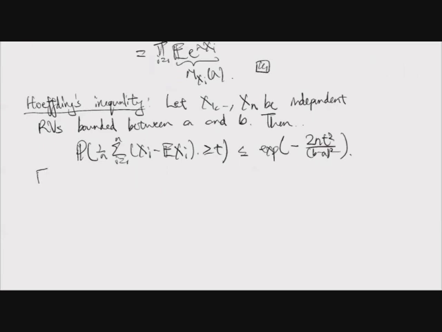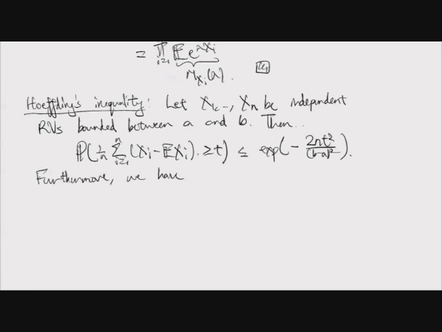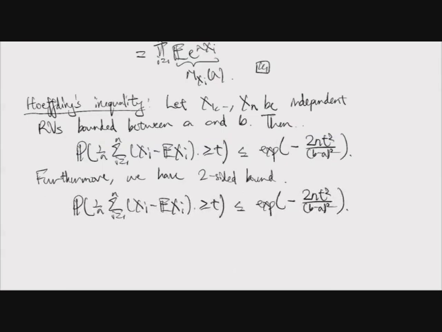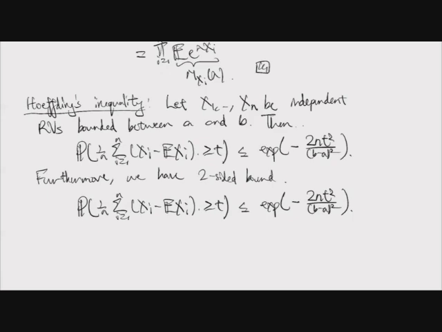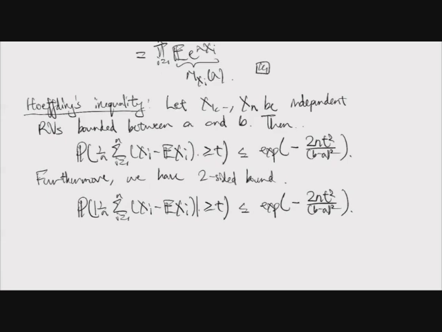This is a one-sided bound. Sometimes you want a two-sided bound, and that's what we get. So furthermore, we have the two-sided bound. I'm going to be lazy again and just copy and paste. Same thing, but with 2 small changes. The first change is that I need to take absolute values here. And the second change is that I'm going to put a 2 in front of the exponent.